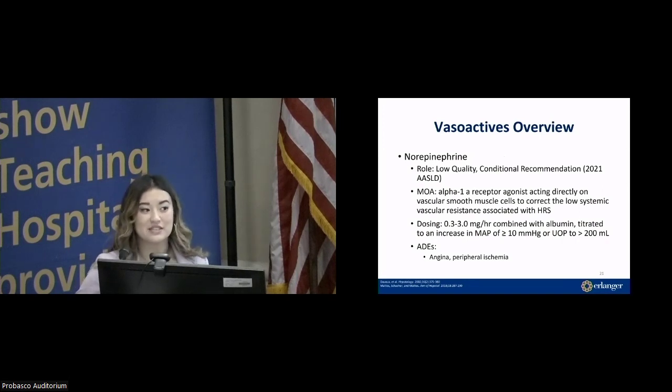The next vasoactive we'll look at is norepinephrine. This is a recommendation in the 2021 guidelines. As a systemic vasoconstrictor, it also can help with the overall vasodilation and decreased perfusion that we're seeing in these patients. Dosing is listed there. Note, it is different than sepsis dosing, where it is typically administered in a fixed dose with a goal of increasing MAP and or urine output.